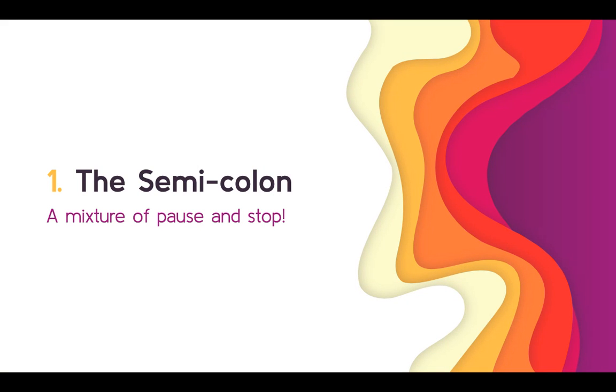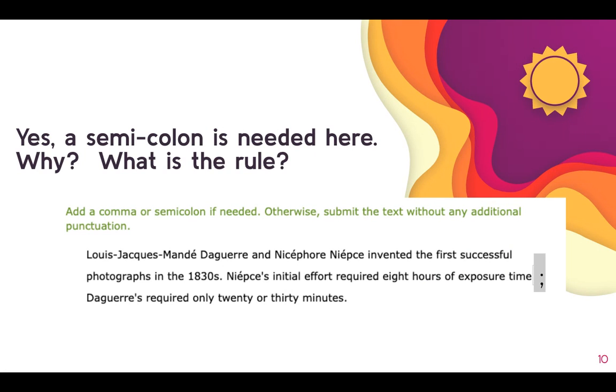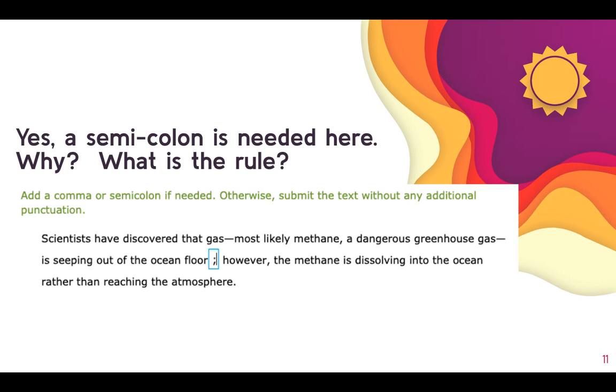All right, so if we look at the semicolon, we say it's a mixture of pause and stop. Okay, so we do need a semicolon in this piece. The second sentence has two independent clauses. There's no FANBOY. So we talk about the initial effort required 8 hours of exposure time, and the other person's required only 20 or 30 minutes. So there is no and, but we use the semicolon to separate those two independent ideas.